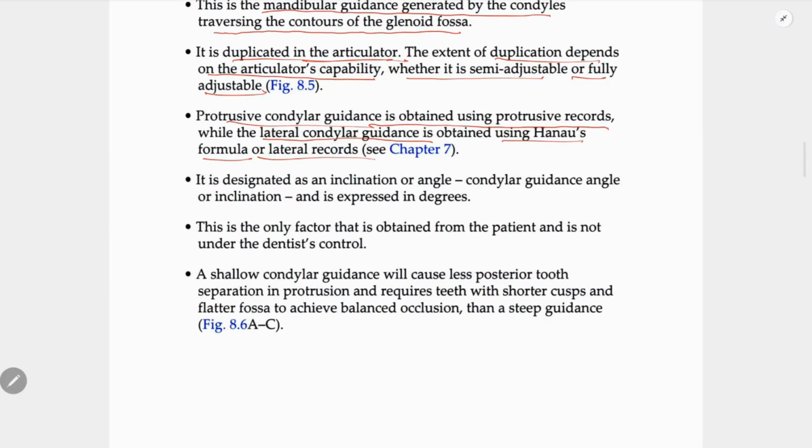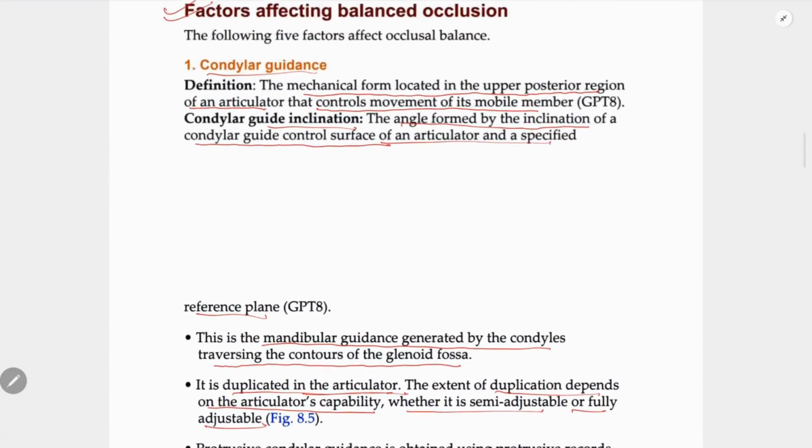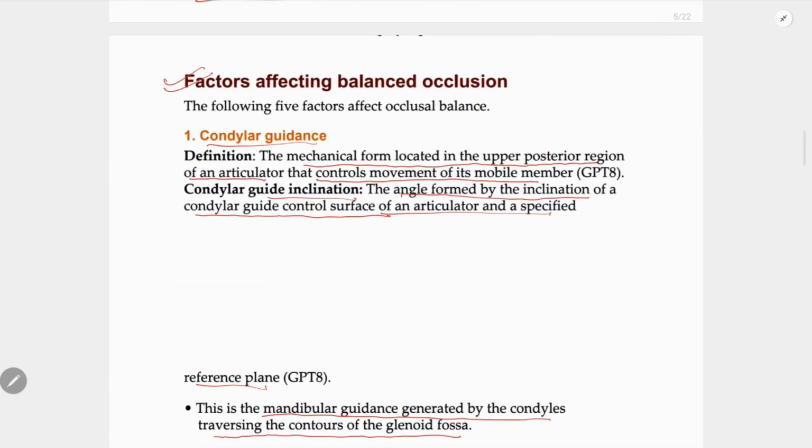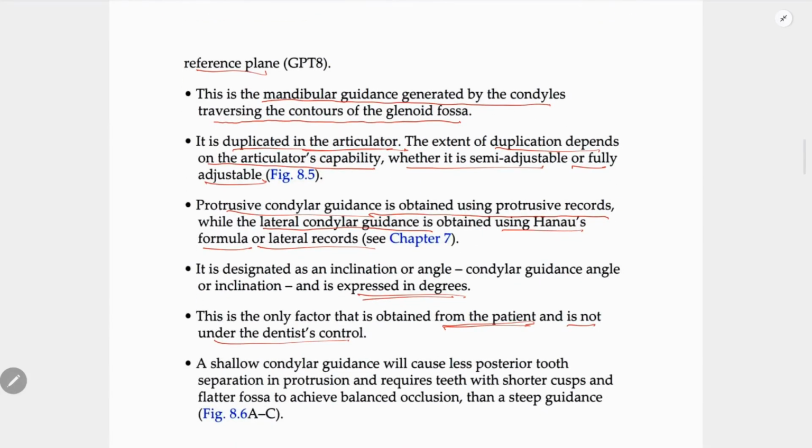It is designated as an inclination or angle. Condylar guidance angle or inclination is expressed in degrees. This is the only factor that is obtained from the patient and is not under the dentist's control. So first you will write the definition of the condylar guidance inclination. Then you have to write a few very important points.